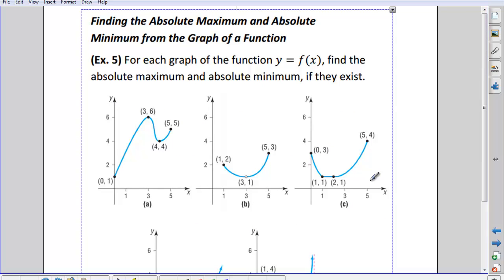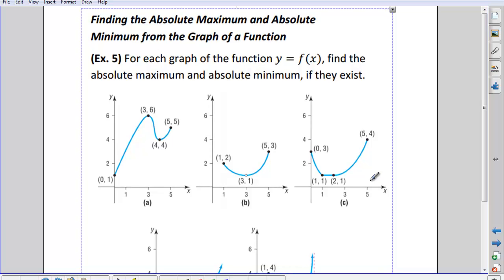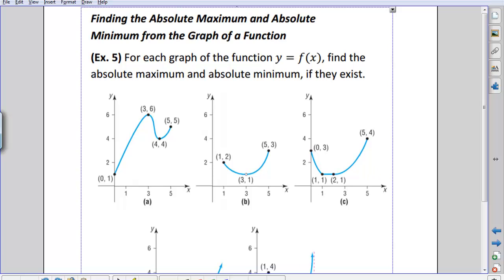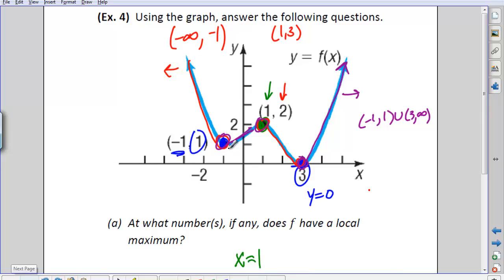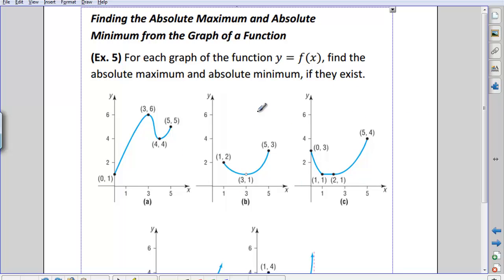So we called those points local maxima and local minima because those were maxima and minima for single pieces of the graph. If we go back and look at this picture, this point right here was a local minimum. It wasn't the lowest point on the whole graph, but just for this one little area, it was a minimum. Same thing for this maximum right here. It's not the highest point on the graph, but for this area, it is the highest point. And so we call those local maxima and minima.